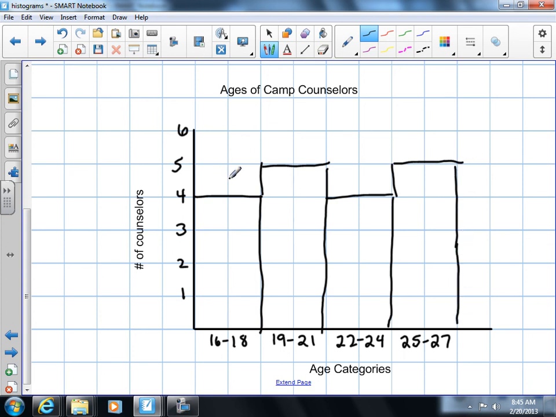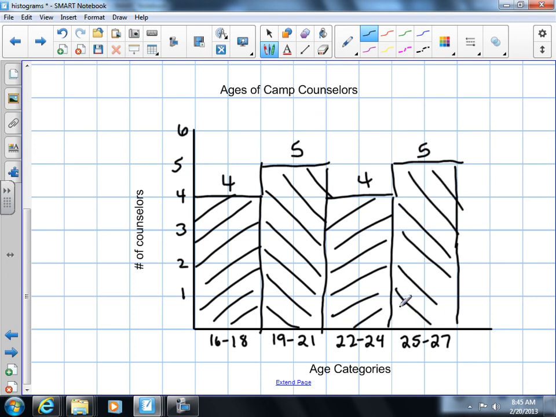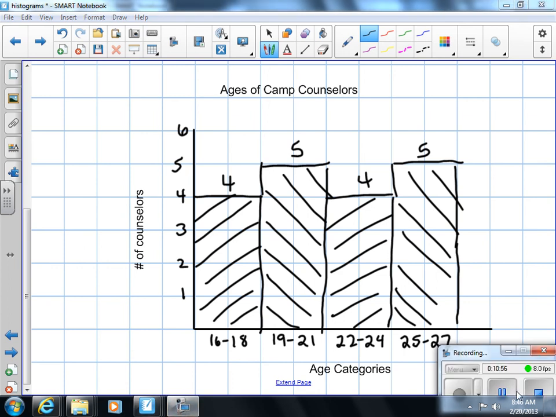And that's all there is to it. And I like to put like there's 4, 5, 4, and 5. And if you don't want to color them in, you could always just be creative in doing the design to show the different categories. Any questions on histograms? Okay, that concludes our lesson today.